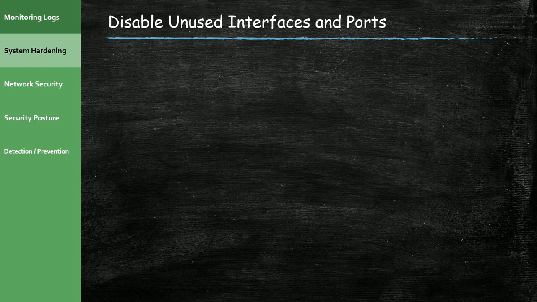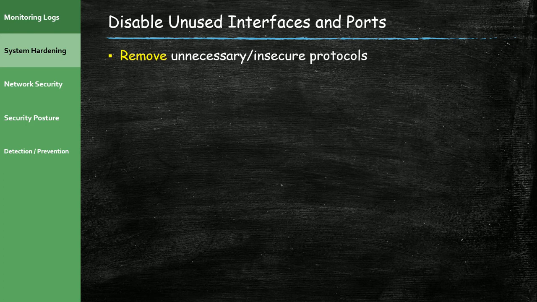So the first step when you're hardening a system is to disable any unused interfaces and ports. We're going to remove any unnecessary or insecure protocols. For example, Telnet is generally considered insecure, so we're going to remove the Telnet server. We might disable or remove the FTP server, especially if this is going to be something in our DNS. We want to make sure it's not open for FTP.